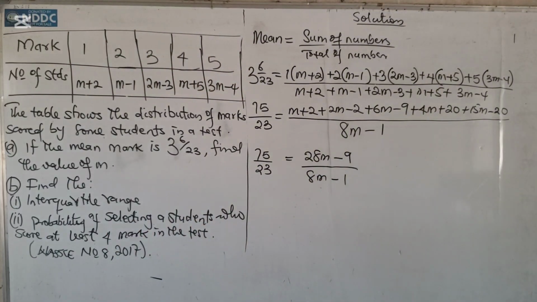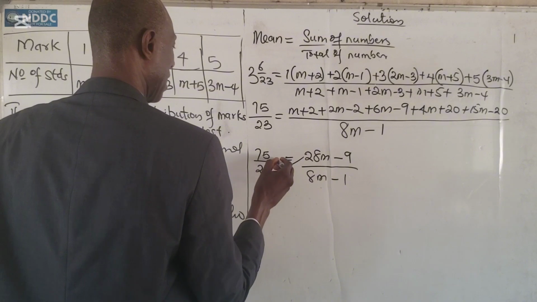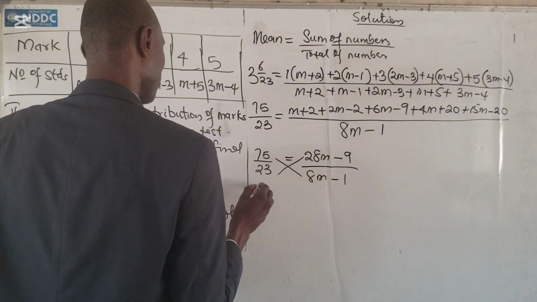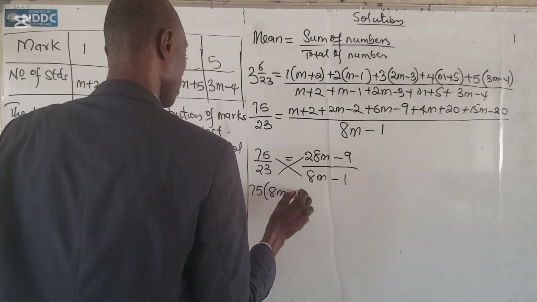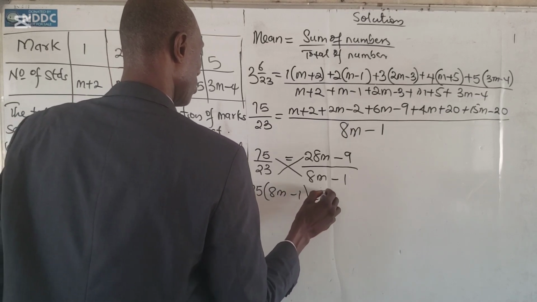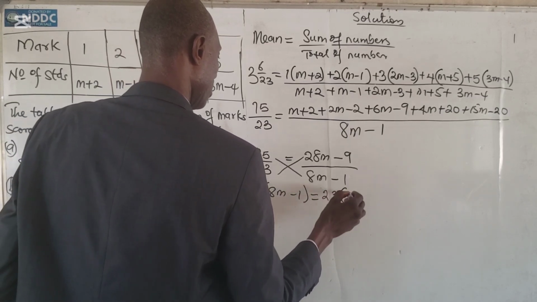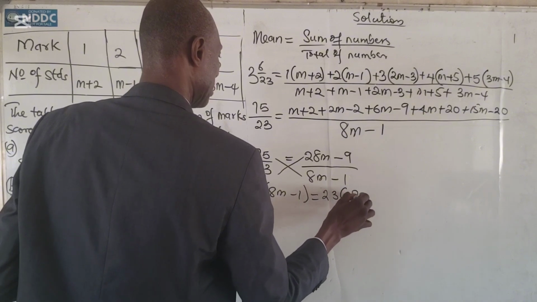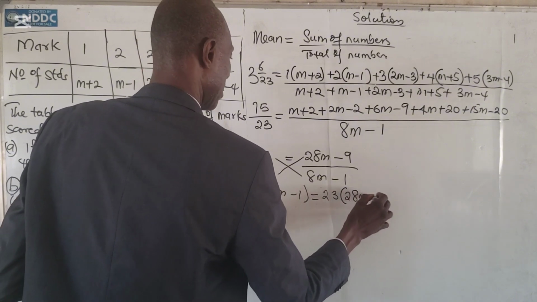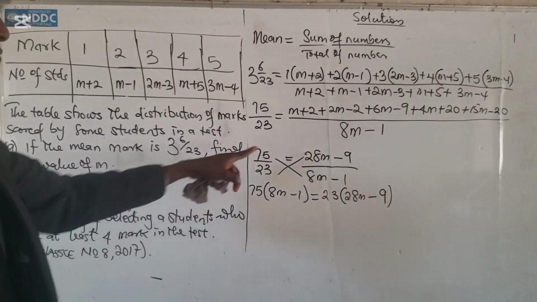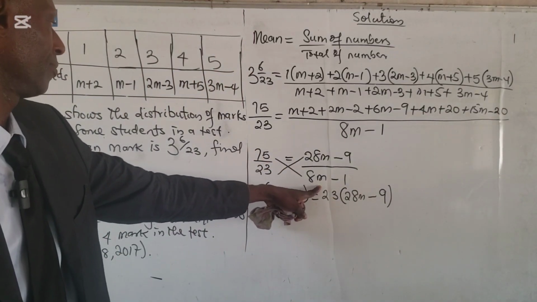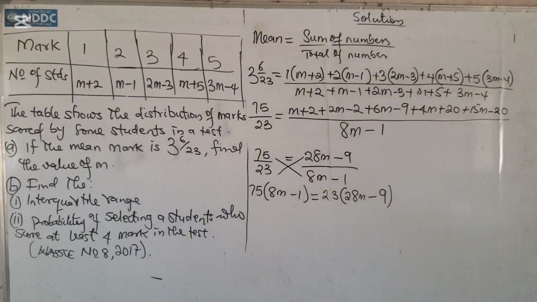So what do we do? We cross multiply. This will multiply this, this will multiply this. So 75 into 8m minus 1 is equal to 23 into 28m minus 9. I come again: 75 will multiply this fraction, this will multiply that. Okay, let's now multiply.